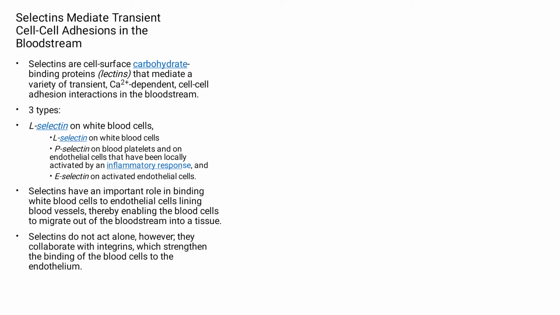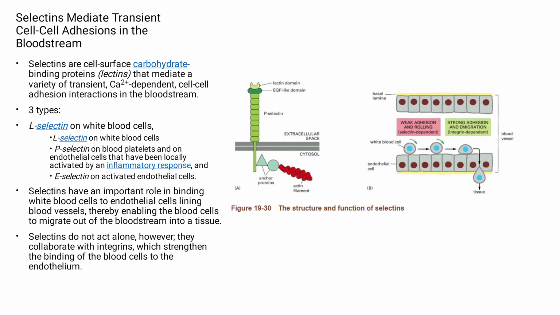So selectins have an important role in binding white blood cells to endothelial cells lining blood vessels, thereby enabling the blood cells to migrate out of the bloodstream into the tissue. Also, selectins do not act alone; they collaborate with integrins, which strengthen the binding of the cells to the endothelium. So this figure shows the structure and function of selectins.